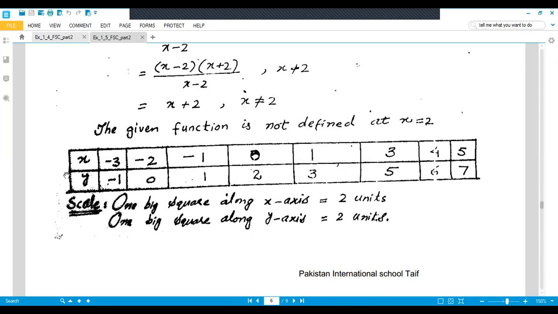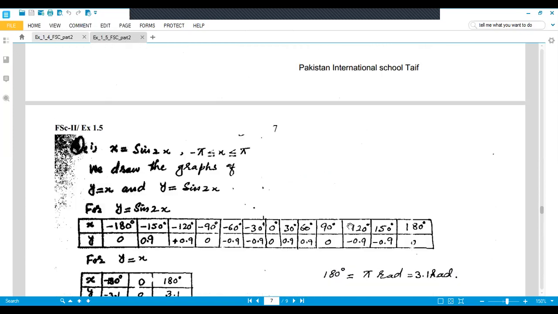And for this you have to draw the table, and it is not defined for 4. You will take all positive and negative values except 4. Now come to question number 4, the last question of this exercise. This question is very, very important, and it mostly comes in the long questions. So try to understand it.